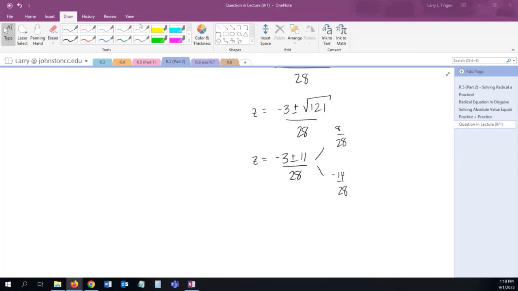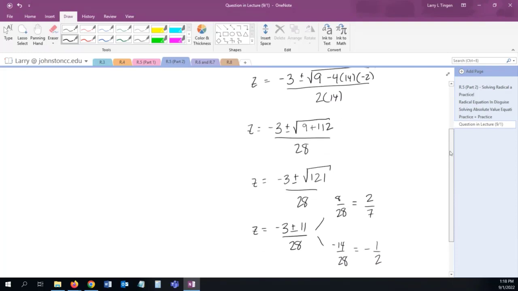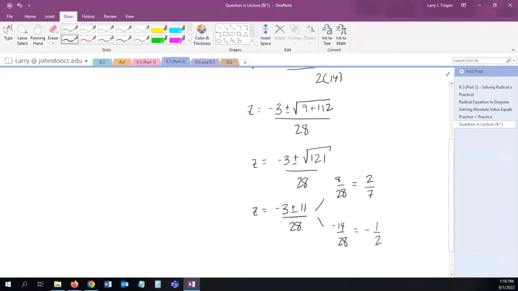Yes. All right. So now, what does this do? 8 over 28 reduces to 4 over 14, which is 2 over 7. And -14 over 28 reduces to -1/2. Here's the trouble, though. Because the directions were factor, these are not the answers. These are the values that if I take this quadratic and I factor it into two binomials and set them equal to 0, this is what I would get.